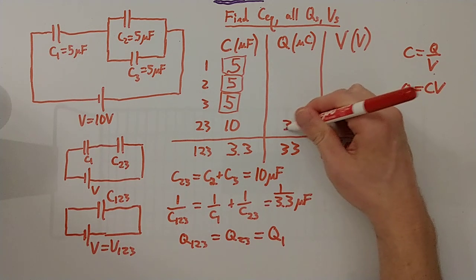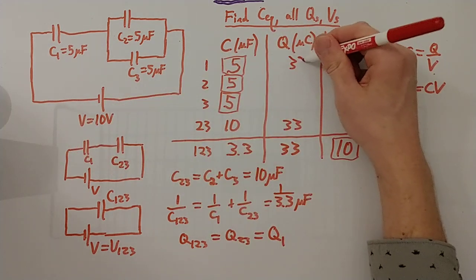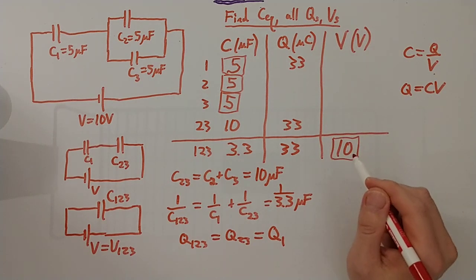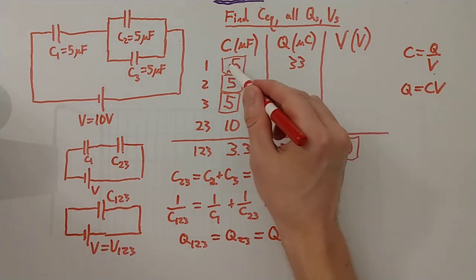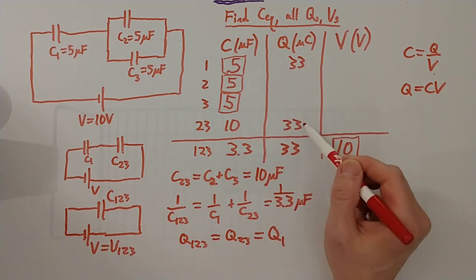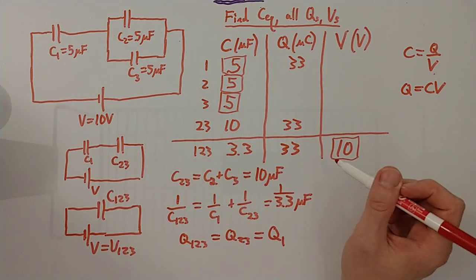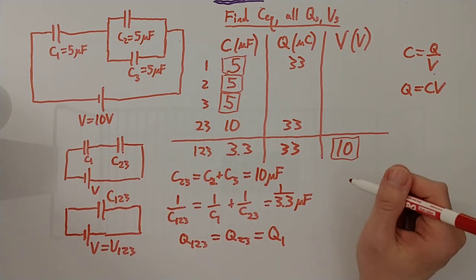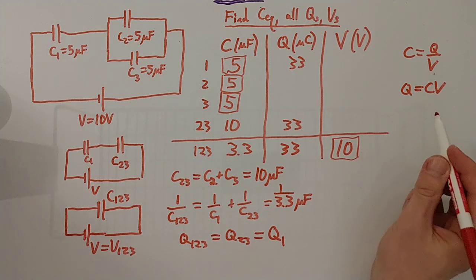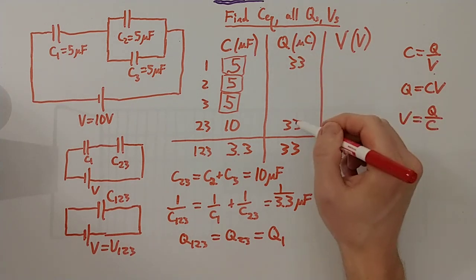That Q on 2,3 has 33 microcoulombs, and that's also going to be the amount of Q on 1, 33 microcoulombs. Now you can notice that we have C and Q, so we can figure out what the potential difference is across these, and you're going to notice it's a different amount of potential difference. So let's see if we can calculate it here. To get the potential difference, V is going to be Q divided by C, right? So I need to take Q and divide by C.